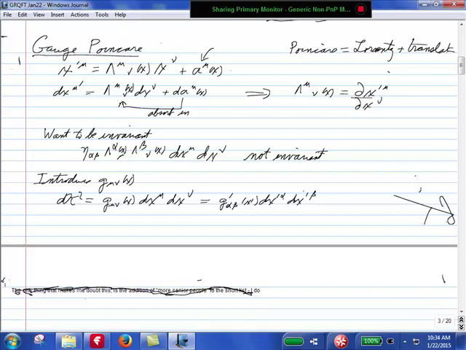And we can also see if I have the determinant of g mu nu, that's the determinant of T^A mu T^B nu eta AB. That's the determinant of T itself squared times the determinant of eta, which is -1.